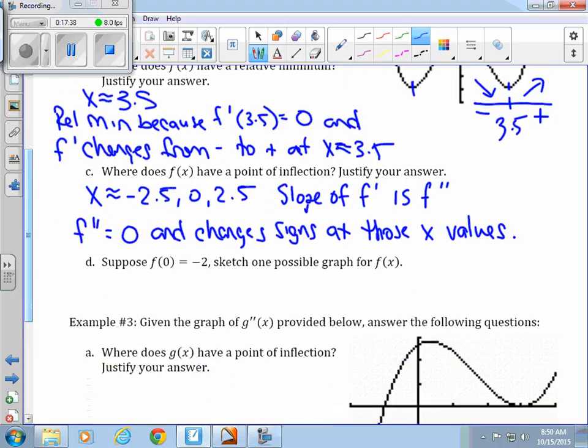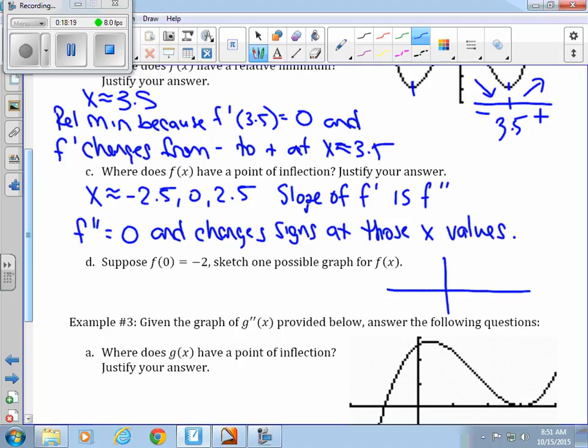Suppose f of 0 is negative 2. Sketch one possible graph for f of x. Why did they have to tell us that f of 0 is negative 2? For us to be able to go backwards. So we have to have a starting point. We know the slope of x squared, right? But the derivative of x squared will look identical to x squared plus 10, x squared plus 100, x squared minus 50, right? Those all have the same derivative. So to go backwards, we need a point to start with. Does that make sense?